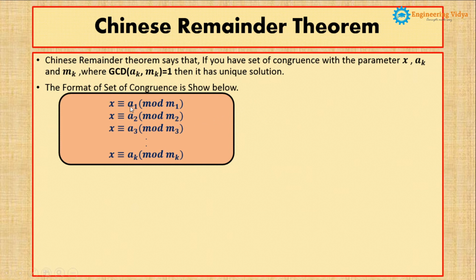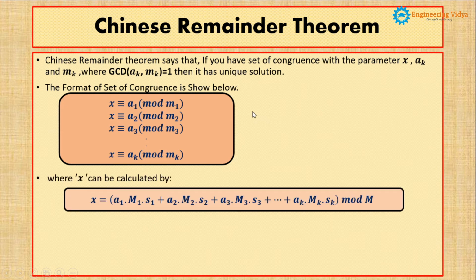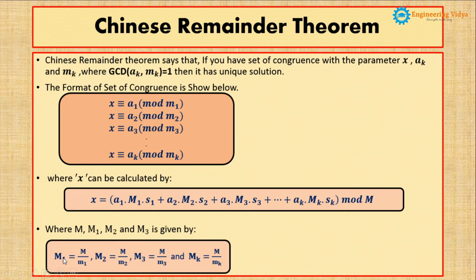Now, to calculate x, we can use the formula here. With the help of this formula, we can calculate the value of x. Inside the calculation we have the parameter small a1. Small a1 can be obtained from the first congruence, a2 from the second congruence, and similarly a3 and ak can also be obtained. Then one more parameter here is capital M1, which can be calculated with the help of this formula. Capital M1 is equal to capital M upon small m1, and small m1 is obtained from here.